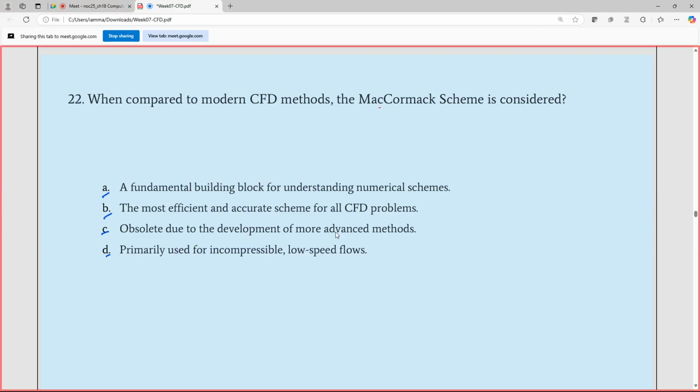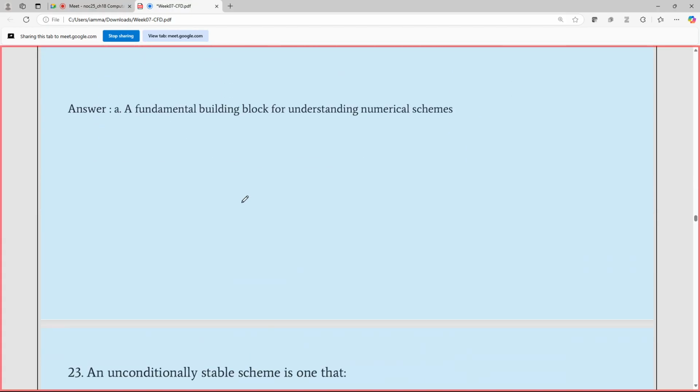Our answer is option A, a fundamental building block for understanding numerical schemes. Even though it is obsolete, it is not much used, it's a fundamental building block for understanding numerical schemes. Option A.